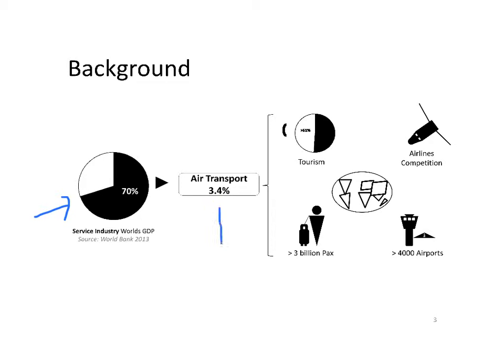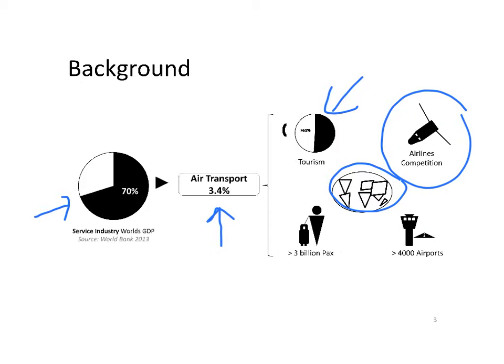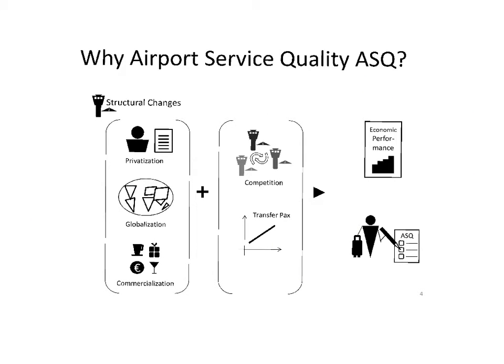As a background, we can say that the service industry represents 70% of the total world's GDP. Within the service industry, we have the air transport industry with 3.4%. Air transport is a global business with heavy airline competition around the world, and is a key feature for tourists, where more than 50% of passengers travel by air. Worldwide, more than 3 billion passengers travel every year, using some of the more than 4,000 airports around the world.